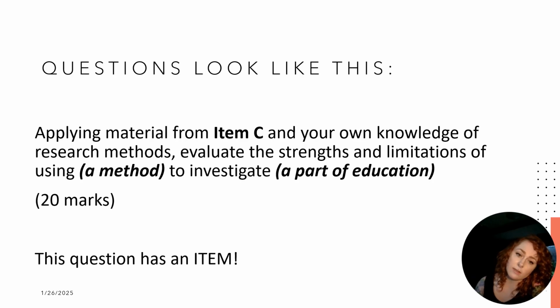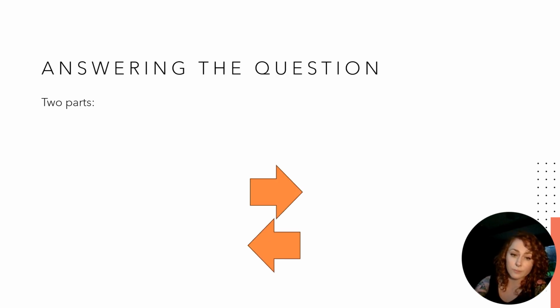So the questions tend to look like this. We've got: apply material from Item C and your own knowledge of research methods. Evaluate the strengths and limitations of using a method to investigate a part of education. The method is where you use your knowledge from your research methods module, and the part of education is where you use your knowledge from what you've learned in education. This question has an item, and you'll be expected to use that throughout, but we'll look at a question shortly, and I'll show you just how to use it.